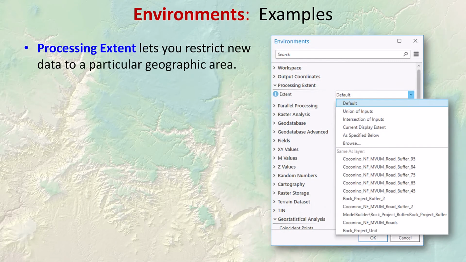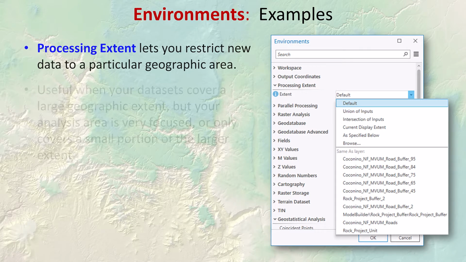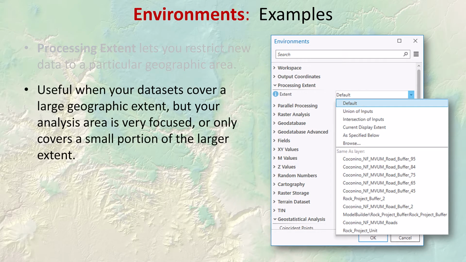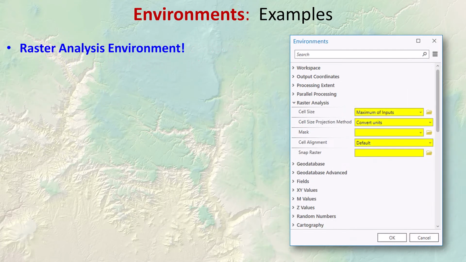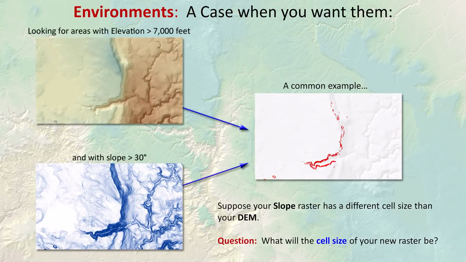The processing extent lets you restrict your new data to a particular geographic area. And this kind of thing is useful when your data sets cover a large geographic area, but your analysis is focused on a smaller area. Now, the raster analysis parameters are important when a tool uses more than one raster. So there's lots of times when rasters have different cell sizes, for example. And so what would you expect to happen when you're going to do an analysis on 2 rasters and these rasters have different cell sizes?